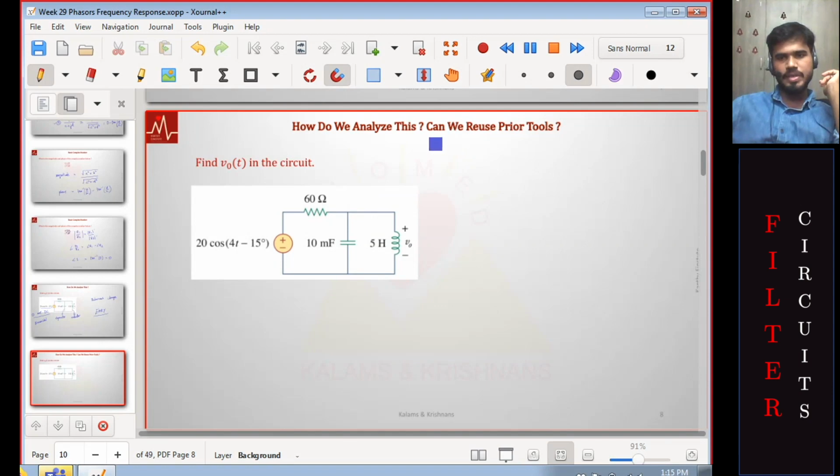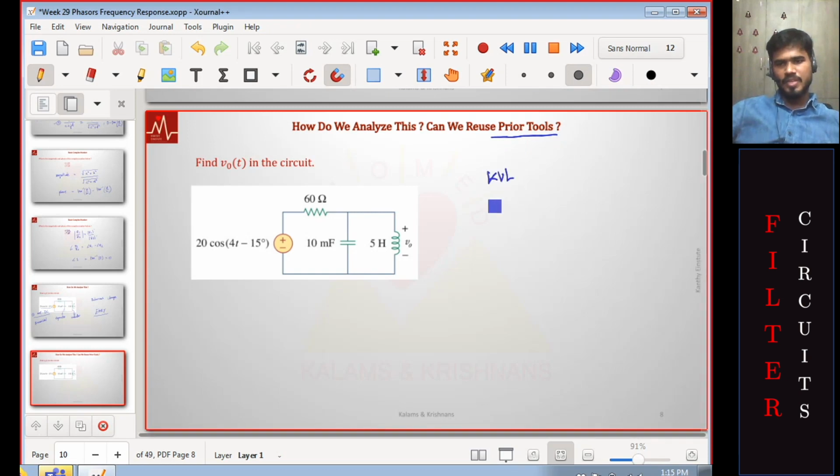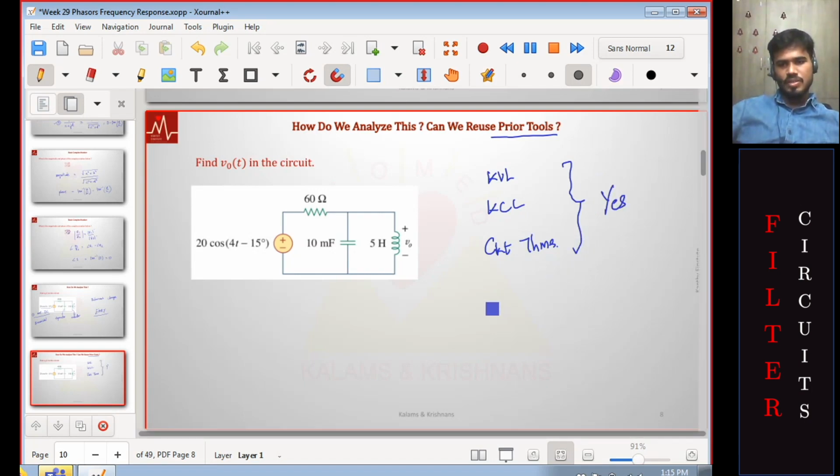How do we analyze this? Can we reuse prior tools? Some of the prior tools we know are KVL, KCL, circuit theorems. All of them we know, right? The answer is yes for all of them, if we start using something called phasors.